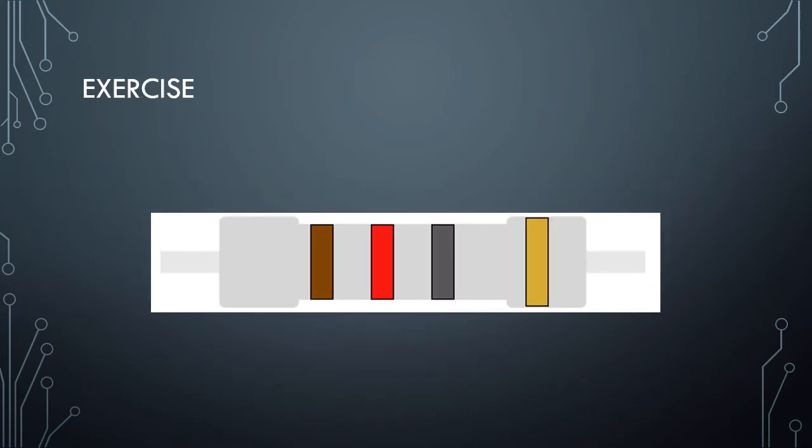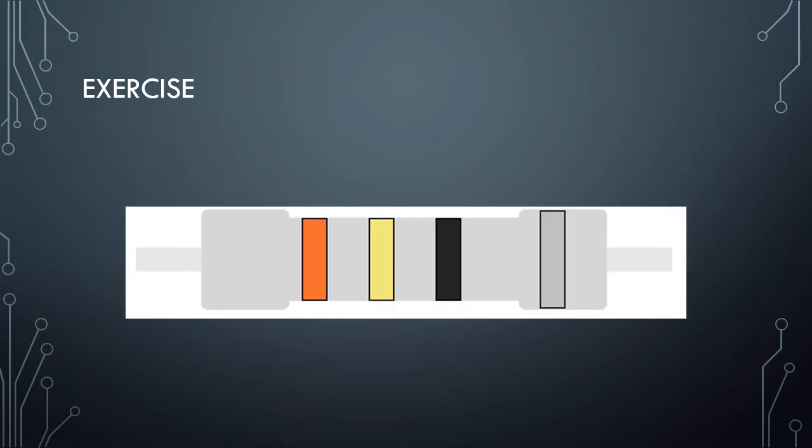So your first exercise: you have the first strip of brown, second strip of red, the multiplier of gray, and the tolerance of gold. Okay, so you can do this exercise. Your next exercise: we have the first strip of orange, second strip yellow, third strip black, and last strip is silver.